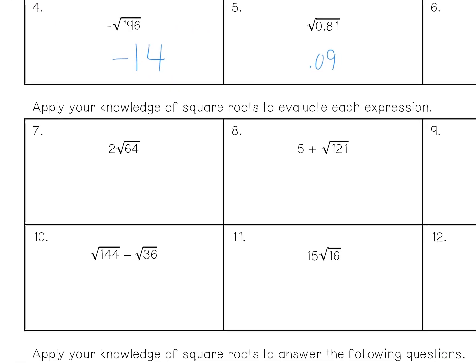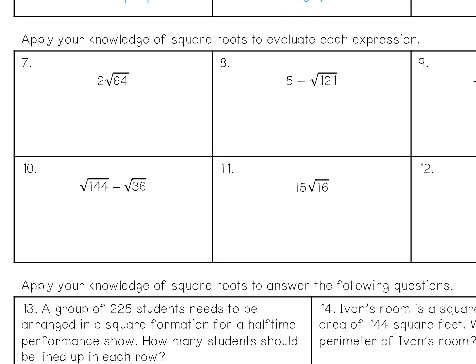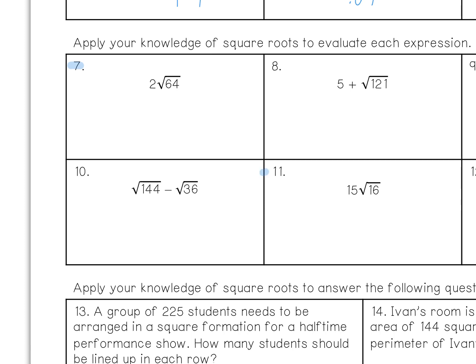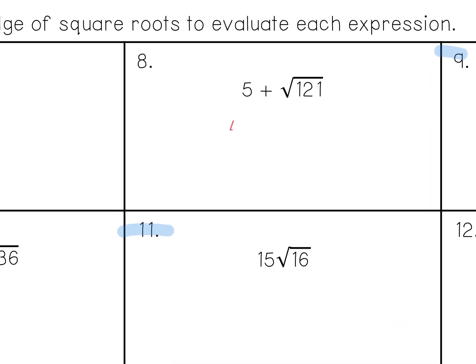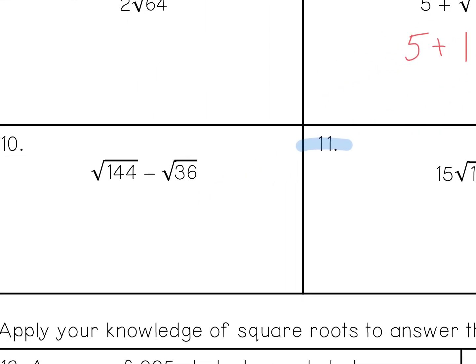Okay? So I want you to try number 7, 9, and 11. And while you're doing 7, 9, 11, I will do 8, 10, 12. The square root of 121 is 11. The square root of 144 is 12. Minus the square root of 36 is 6.